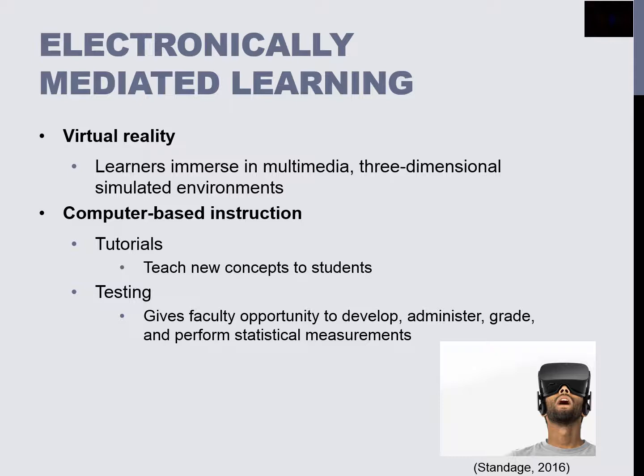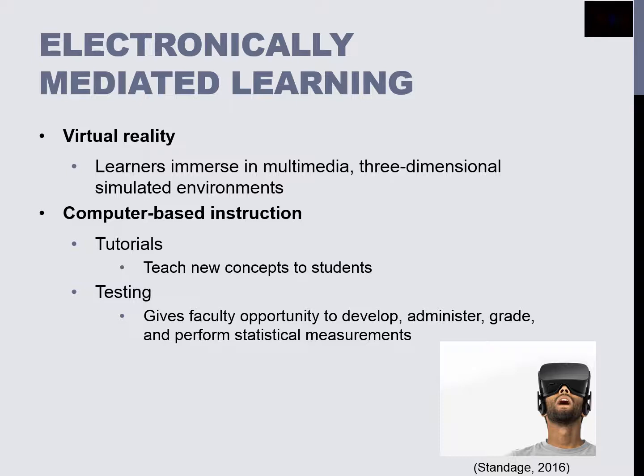Another type of media is electronically mediated learning. This is a relatively newer type of learning than audio or just visual. It can include virtual reality or computer-based instruction. These are utilized all the time in learning environments now. Virtual reality is when learners immerse themselves in multimedia three-dimensional simulated environments. This can sometimes include goggles or a mask that someone would put over their face that projects images on the goggles so that someone can feel as though they're in a different environment.